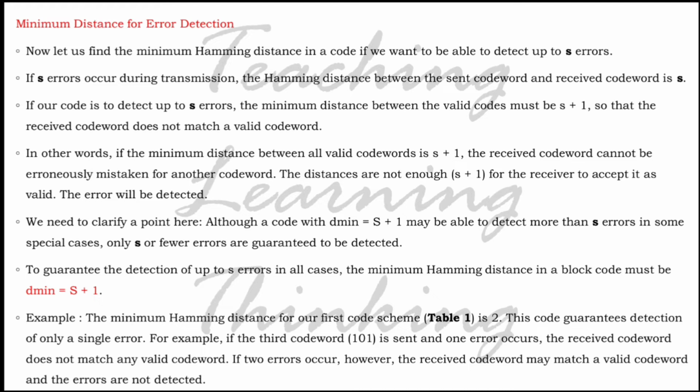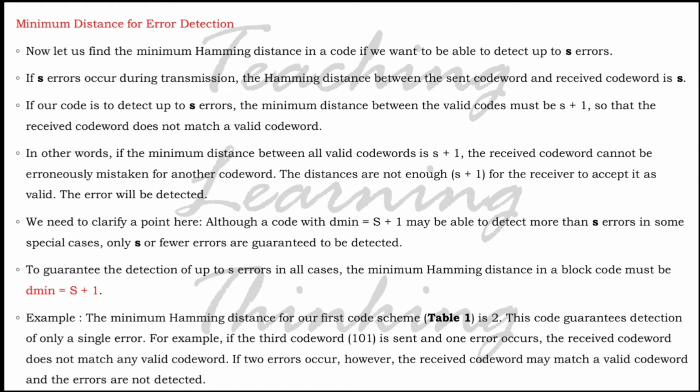We need to clarify a point here. Although a code with dmin equal to S plus 1 may be able to detect more than S errors in some special cases, only S or fewer errors are guaranteed to be detected. So to guarantee the detection of S errors in all cases, the minimum Hamming distance in the block code must be dmin equal to S plus 1.